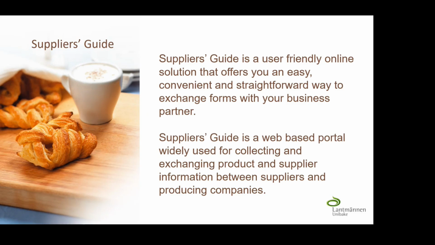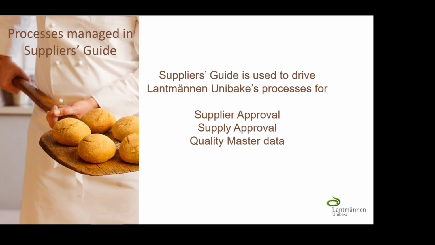We in Unibake want to offer our suppliers and employees a safe, convenient and straightforward way to exchange information with each other. Supplier's Guide is a cloud-based portal widely used within the food industry to collect and exchange product information and supplier information. We use Supplier's Guide to support our standard processes for supplier approval, supply or material approval, as well as management of quality master data.